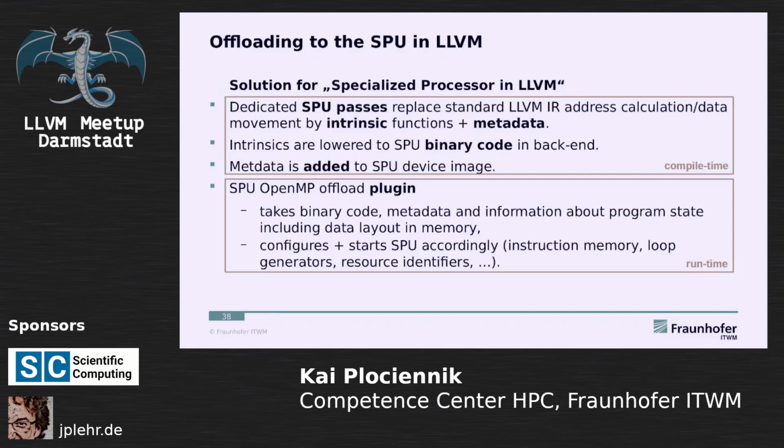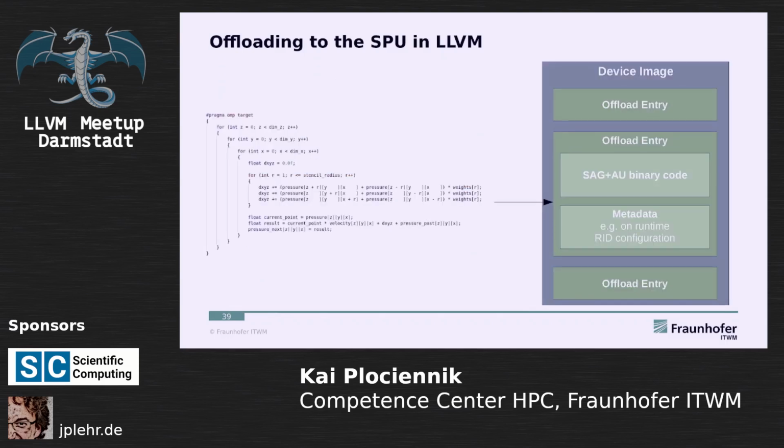So the metadata is added to the SPU's device image. And at runtime, the OpenMP Offload plugin takes the binary code and the metadata and the information about the program state of the host, including the data layout in memory, and then configures and starts the SPU accordingly: the instruction memories, loop generators, resource identifiers, and so on. So that's why it works. In a simplified form, for each target region on the left, you get an offload entry in the device image, and the offload entry contains binary code for something called SAG and AU in our architecture, and also the metadata, for example, on runtime RID configuration.